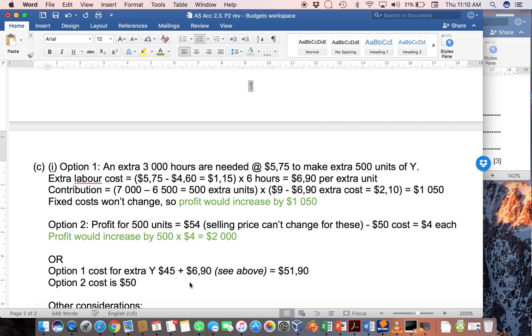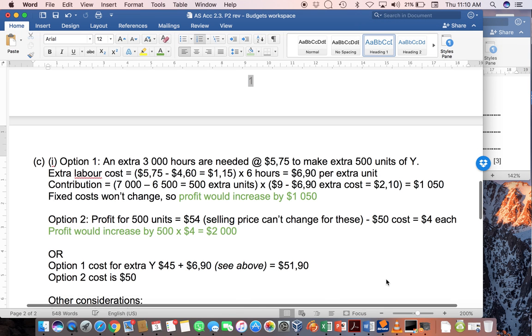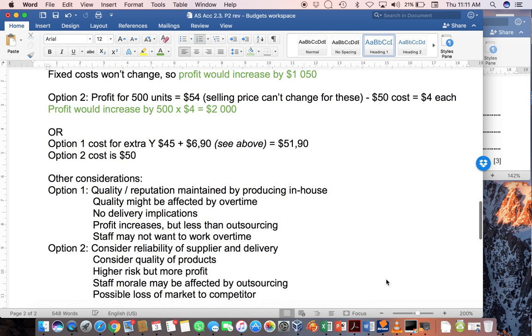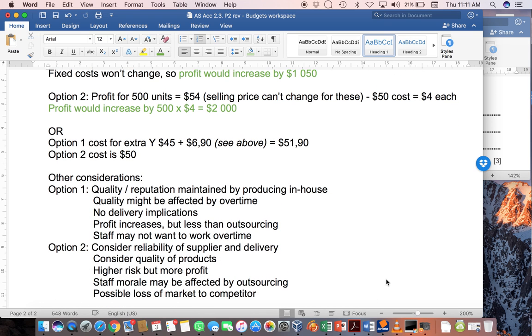Alternatively, you could look at the costs per unit and see which one costs less. As we worked out above, you can see the original cost was $45 per unit, but then you add $6.90, which is this calculation here that we worked out per unit, and work out that each product is actually going to cost $51.90 instead of $50 for those extra units. And as a result, you can see that option 2 is certainly going to be more cost effective. So we do want to make sure that we are being more cost effective, but there are other things that we need to consider as well.